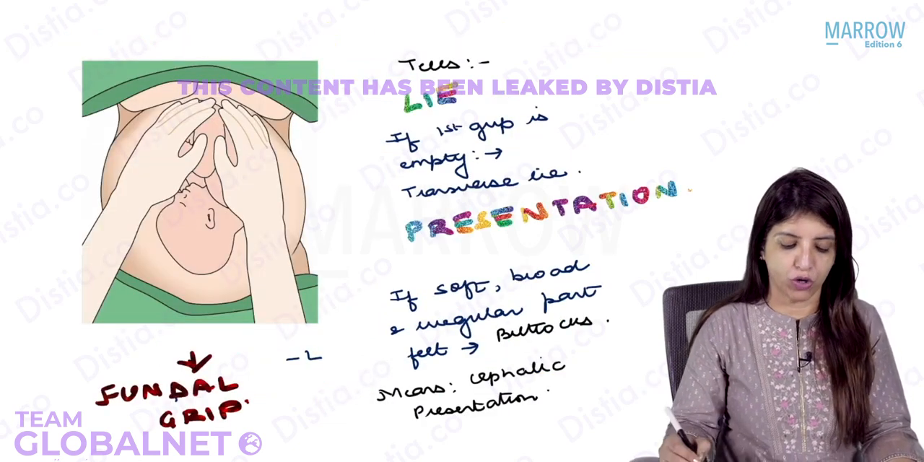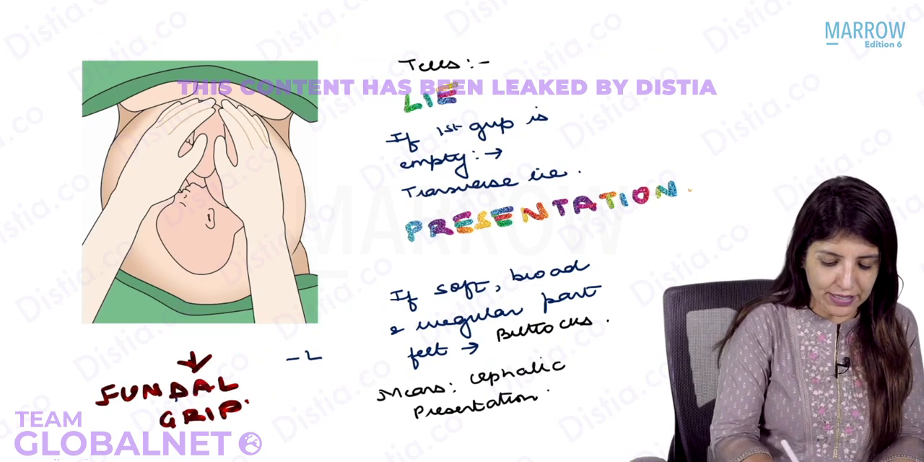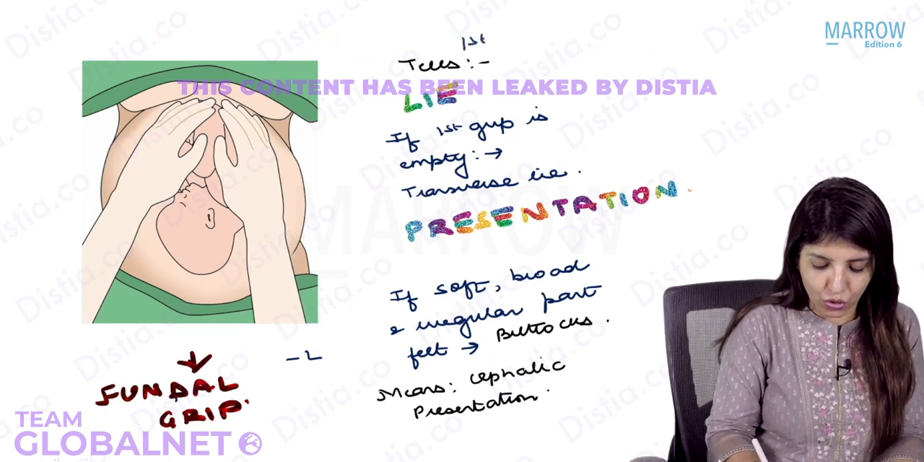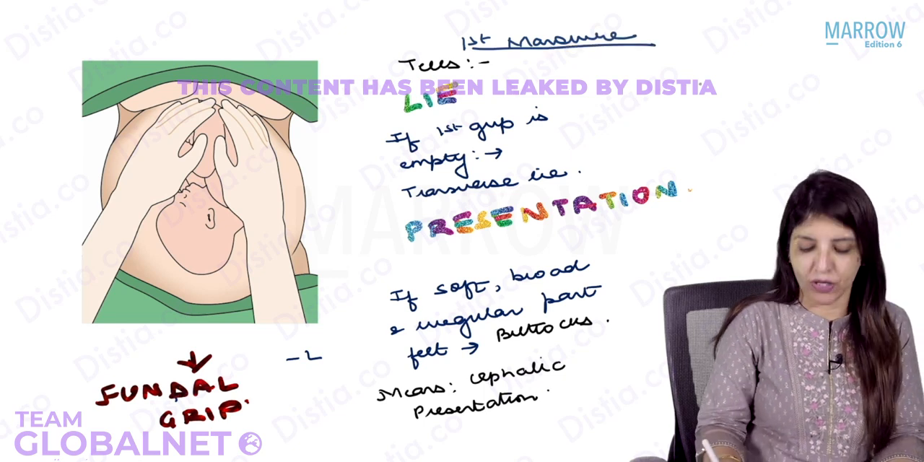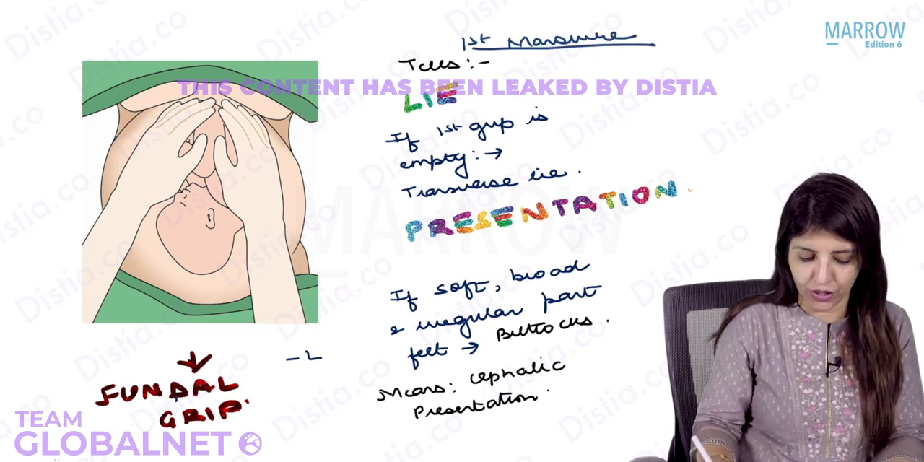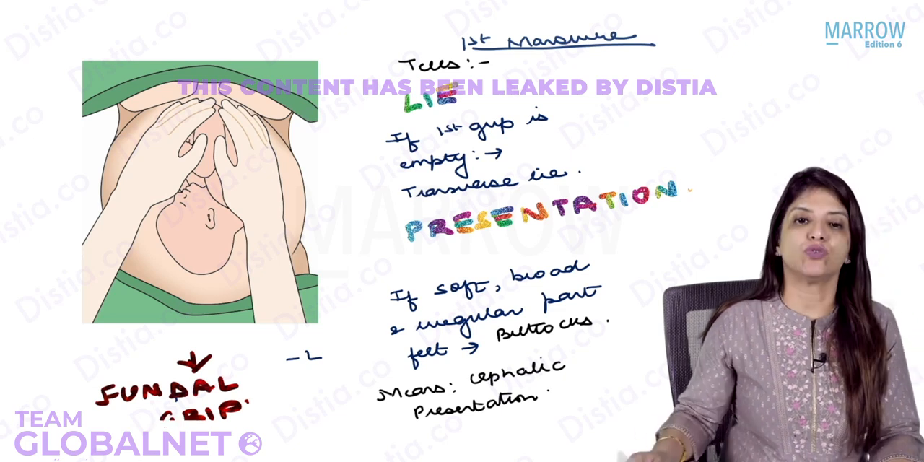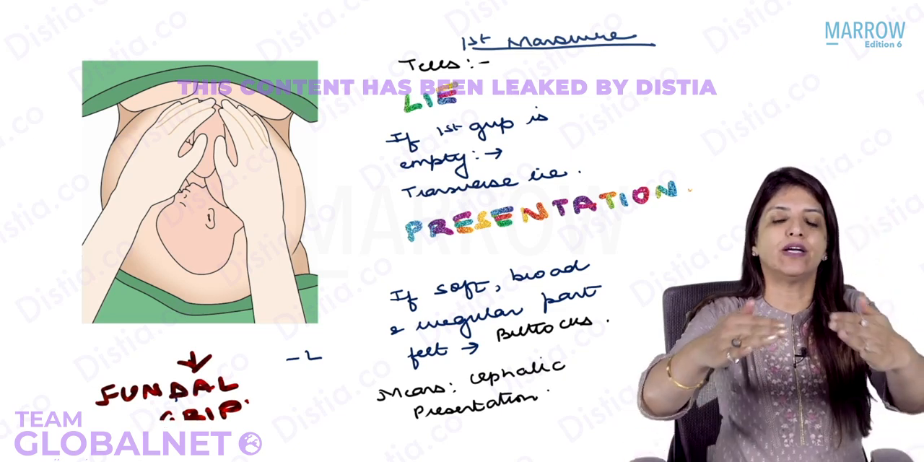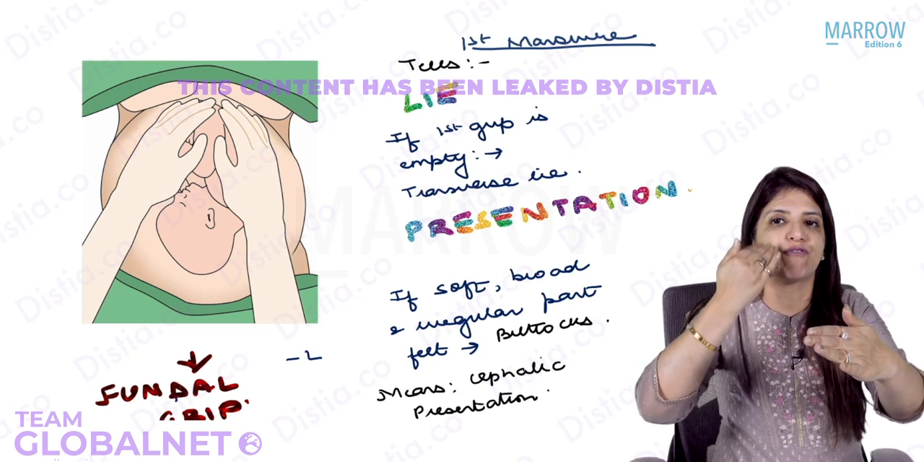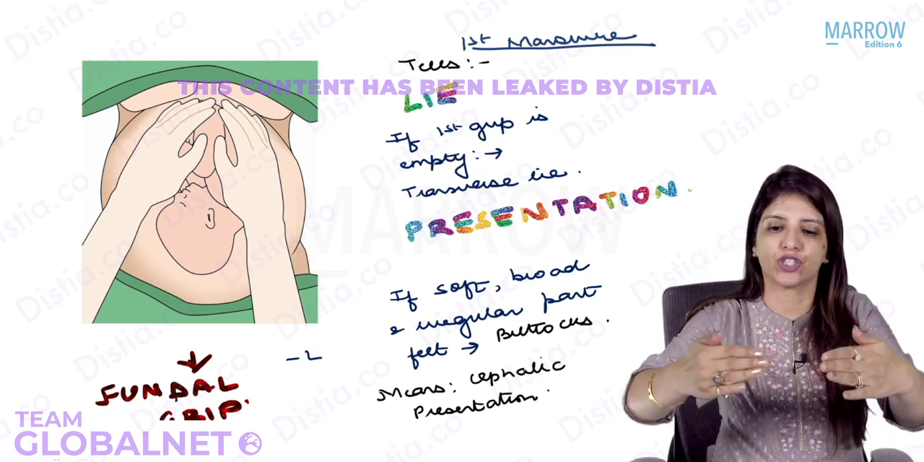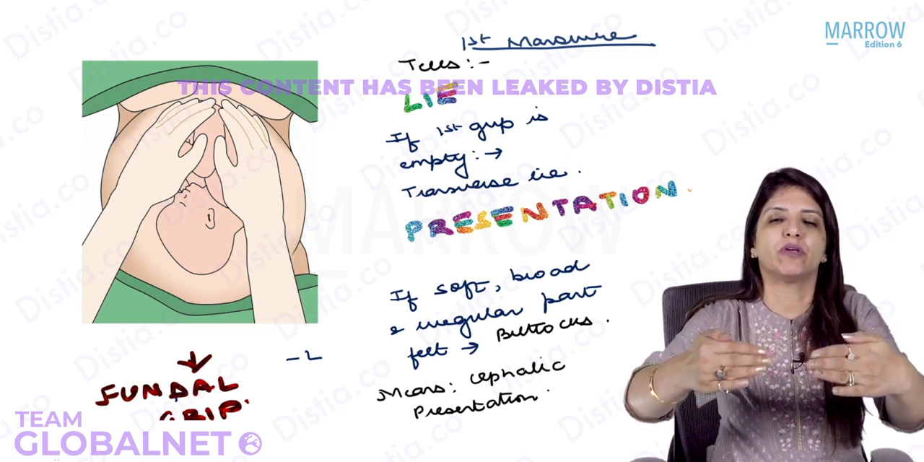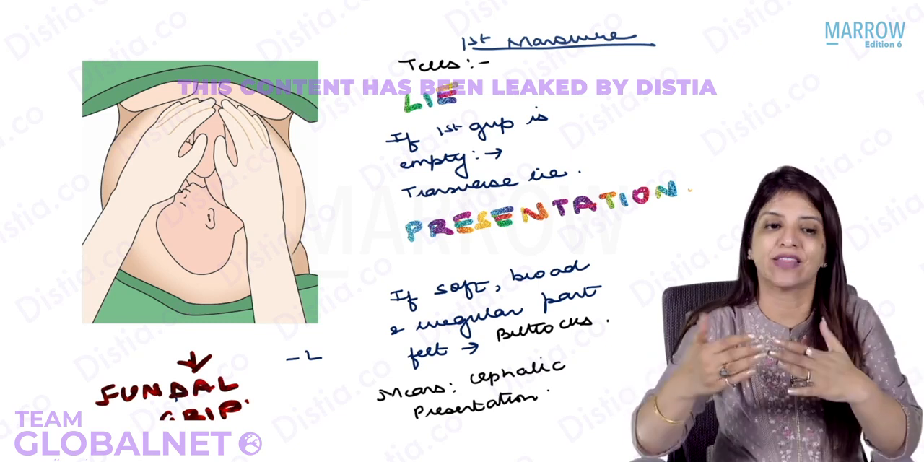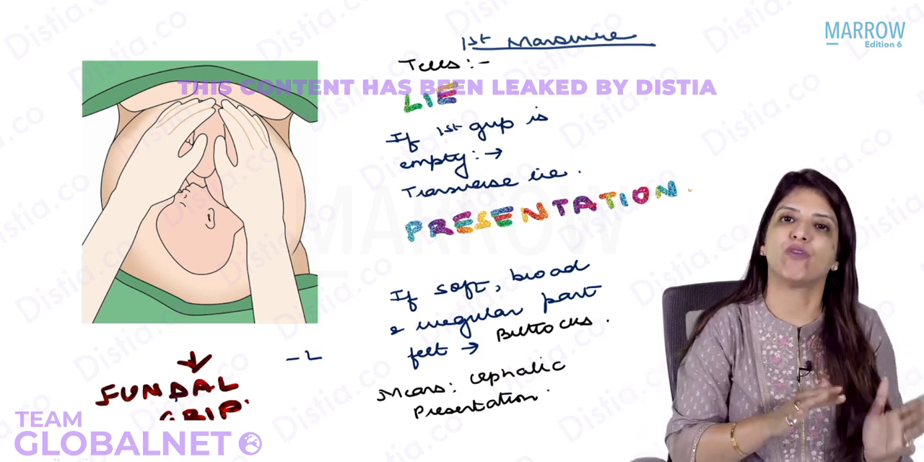The first Leopold maneuver is called the fundal grip. Now, in the first maneuver, what are you going to do? I am going to take my hands on the fundal area of the uterus. So my face will be facing the face of the patient and both my hands will be on the fundus of the uterus, and that is why it is also called the fundal grip.